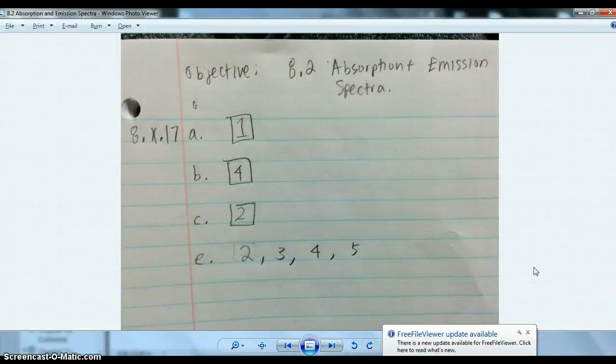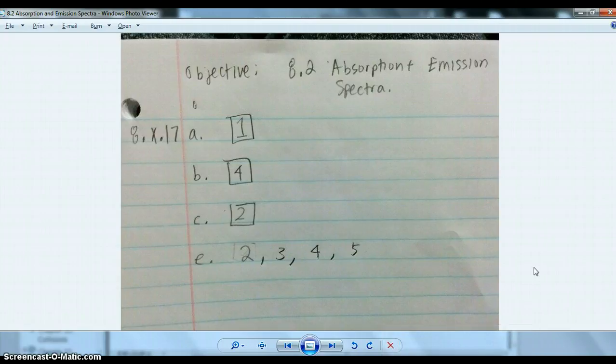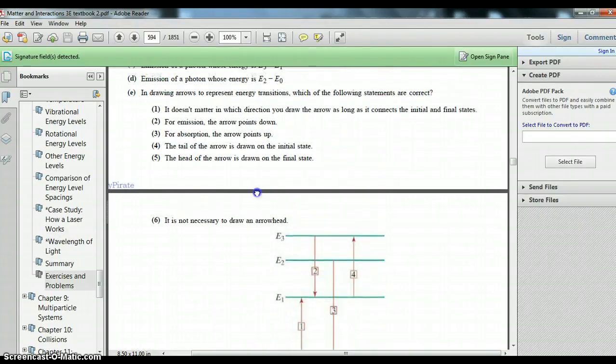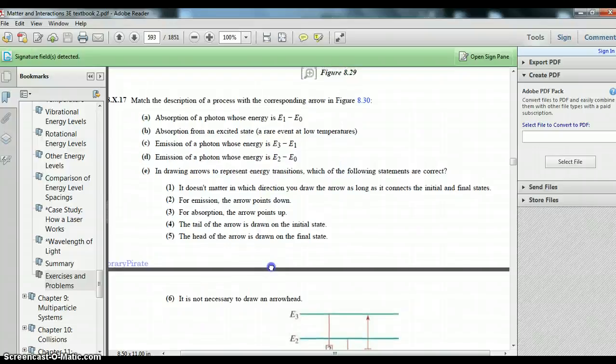Hi, Mr. Hammond. In this video, I will show mastery on the objective 8.2 Absorption and Emission Spectra. So I chose problem 8x17, and in this problem, they give you a figure of absorption and emission, and it asks you to identify the arrows based on their description.